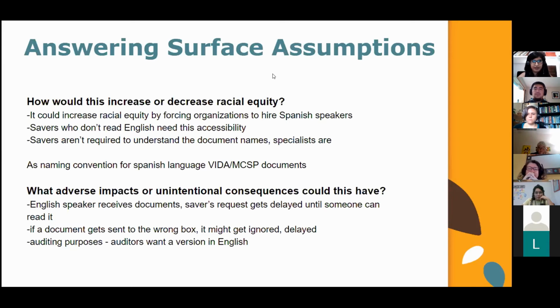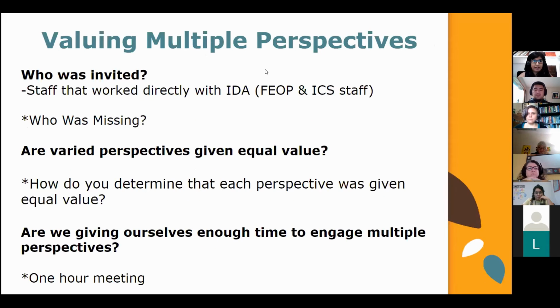If you can go to the next slide. Okay, and so, the valuing of multiple perspectives. I touched on this a little bit, but we did have a lot of folks in this meeting. I believe it was about 6 or 7 people who were bilingual in some capacity and worked within the IDA. And one little asterisk I wanted to throw out there was who was missing from this conversation.